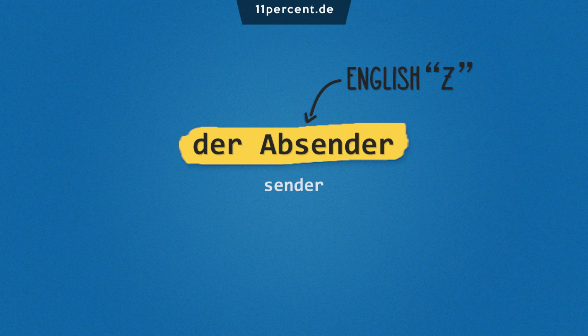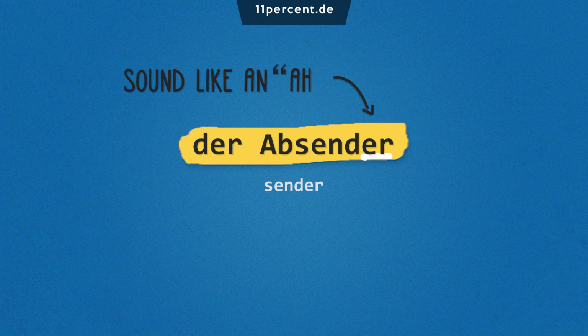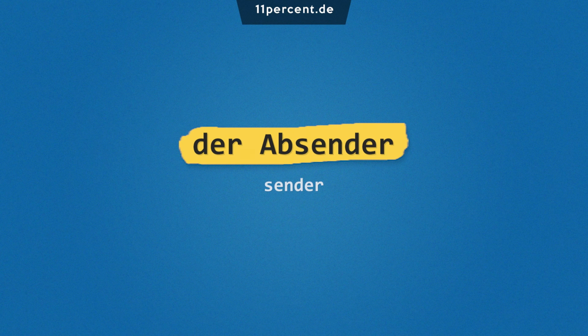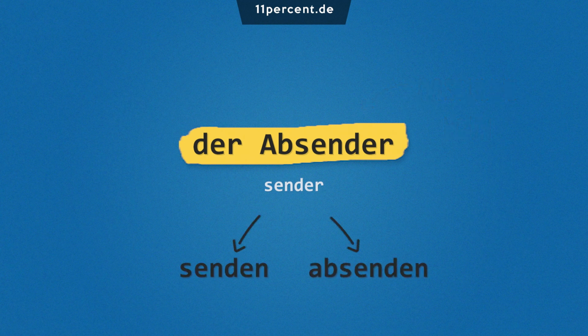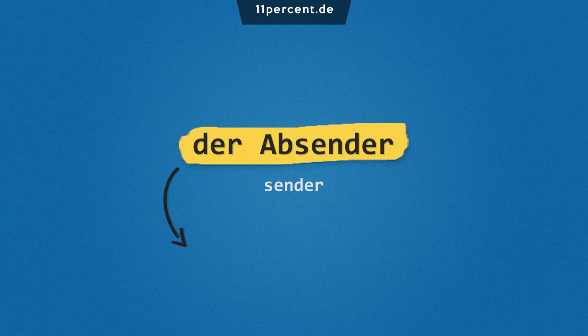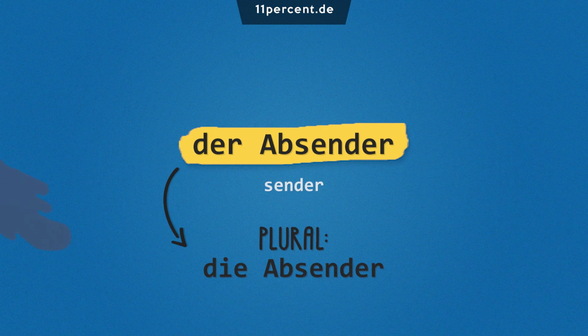That's why we have der Absender. And we have the ER at the end, which gets pronounced like an R. Der Absender means sender, the one who is sending something. This is a masculine noun, and it's closely related to the verb senden and absenden, to send. The plural is die Absender.